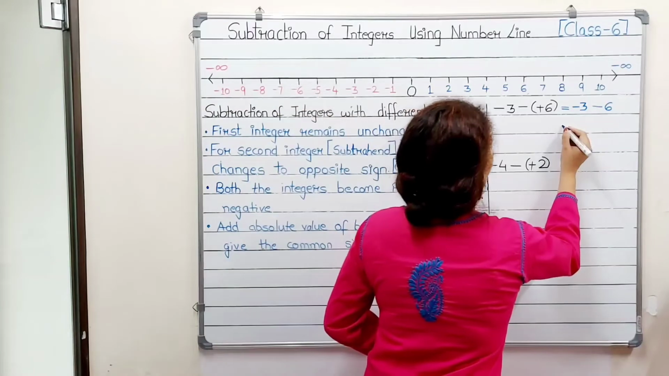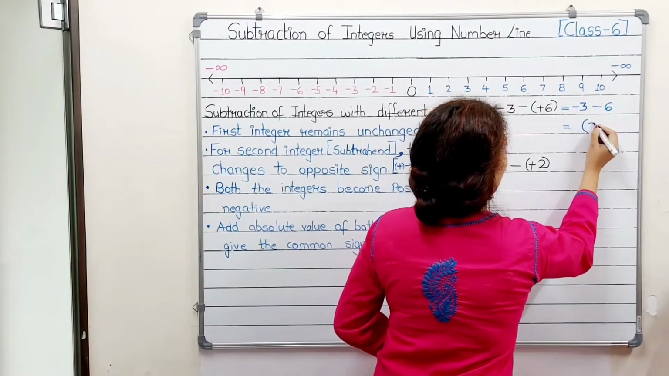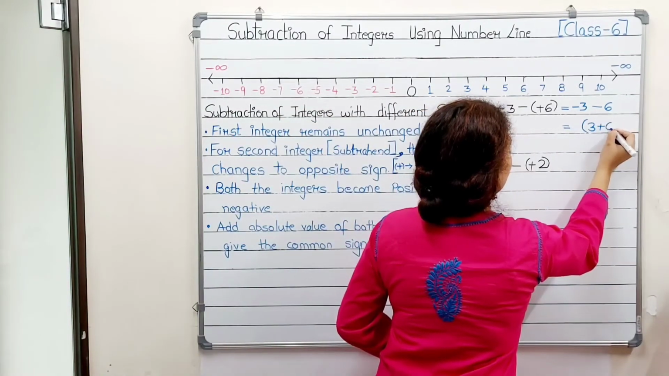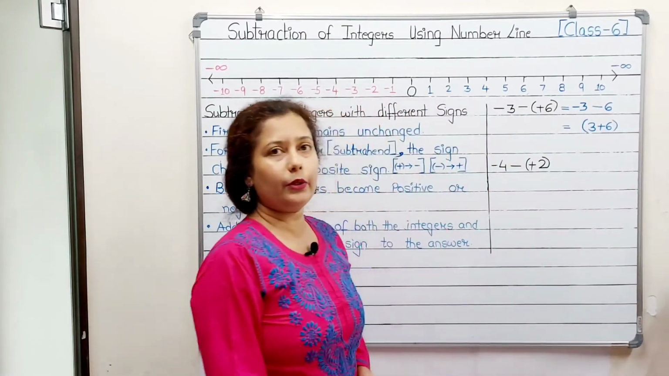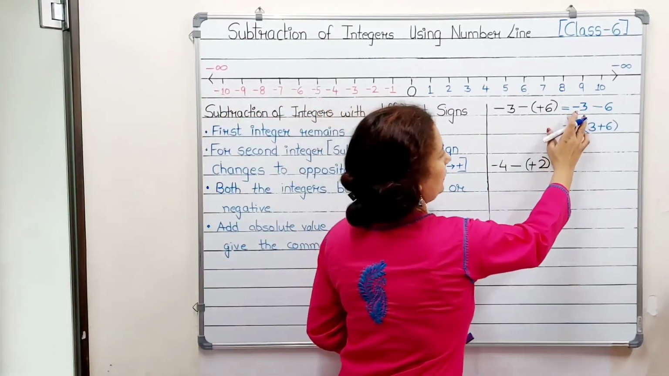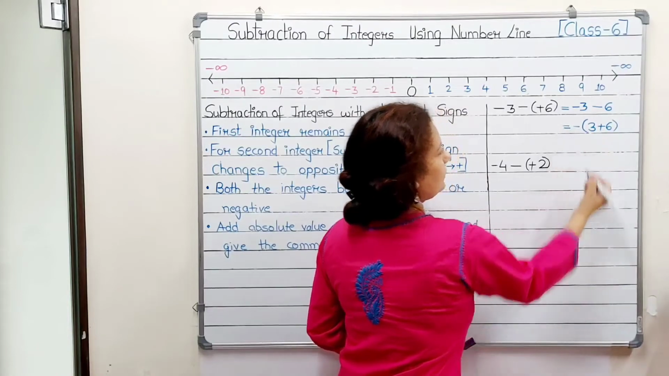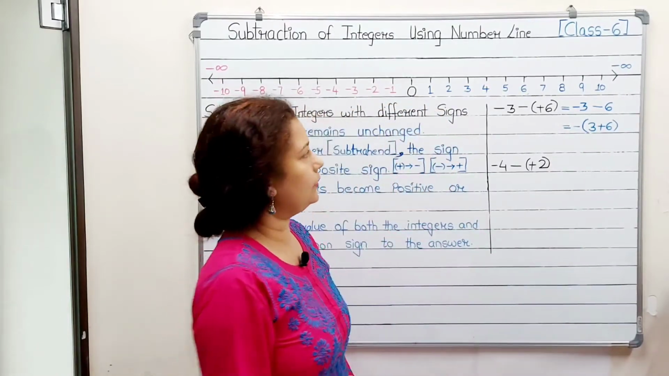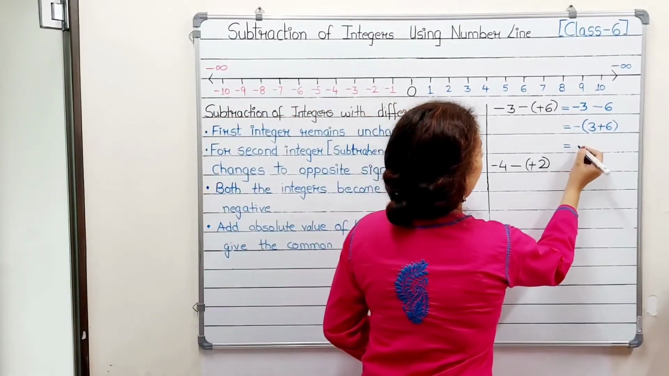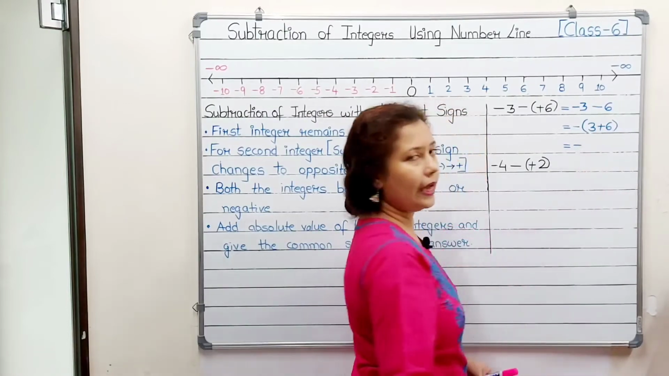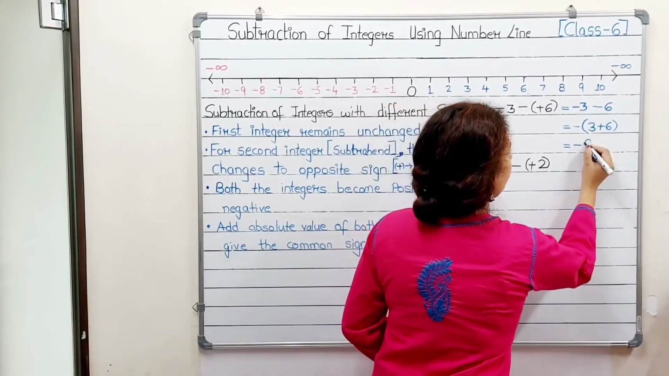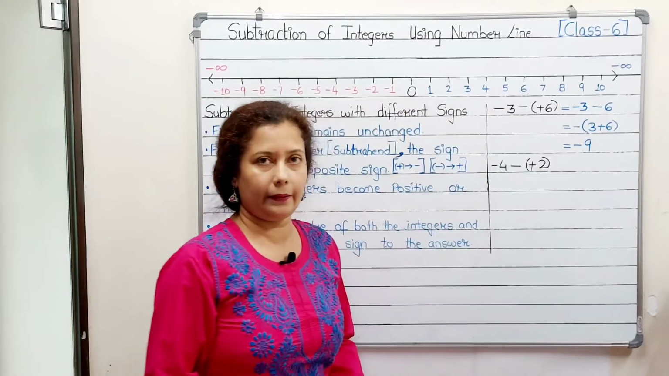So we will do addition. We will add the absolute values of both the integers and give the common sign. The common sign over here is minus or negative. So here the sign will be minus and we will add the absolute values. So the answer will be minus 9.